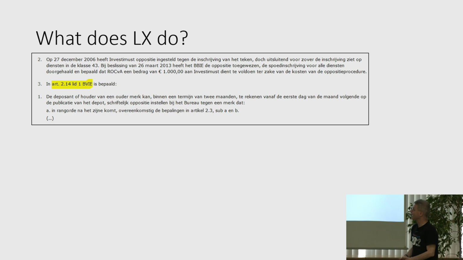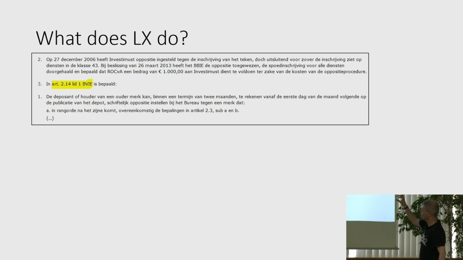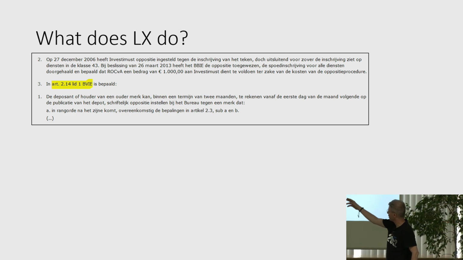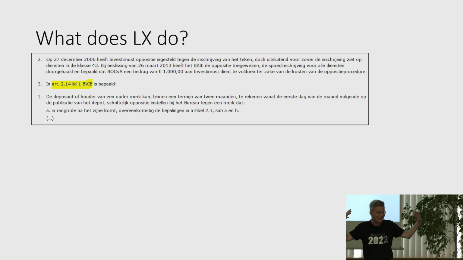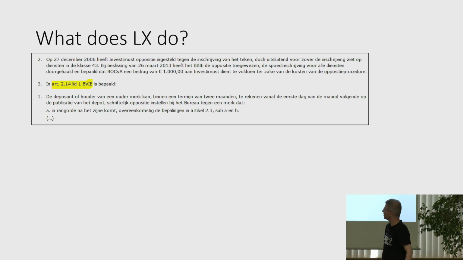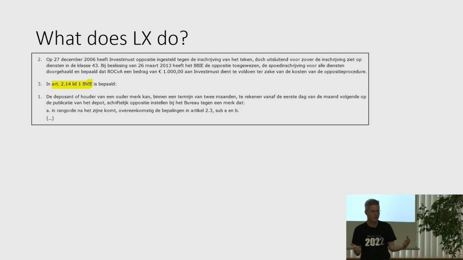So what does the link extractor do? Here I've got a small part of Dutch text. The other text will be in English. In number 3, I don't know why it's 231, I'm not a legal expert, but there's a link to this article number 2.14, member 1 of the BVIE. That's some kind of treaty about intellectual property.